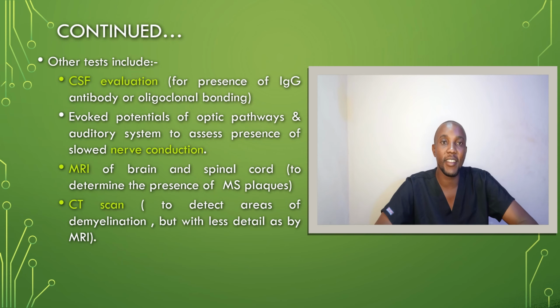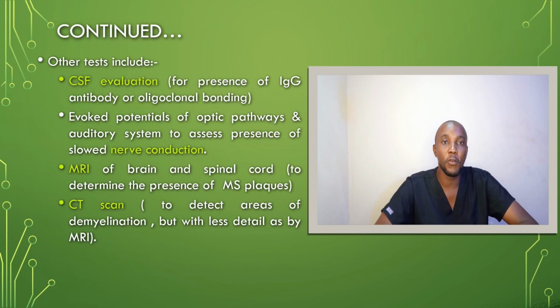And some other tests that we can do include cerebrospinal fluid evaluation. What we do here, we check for the presence of immunoglobulin G antibody, or what we call oligoclonal bands. We also have evoked potentials of optic pathways and auditory systems, which are assessed for slowed nerve conduction.